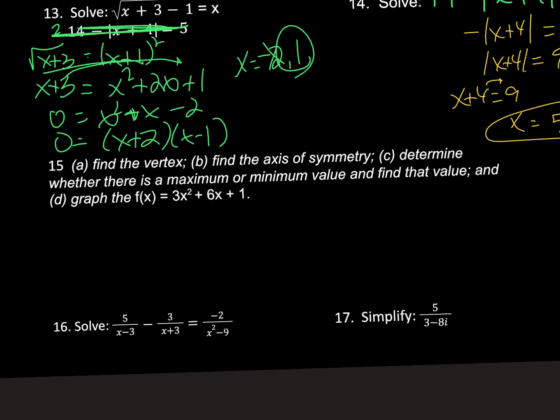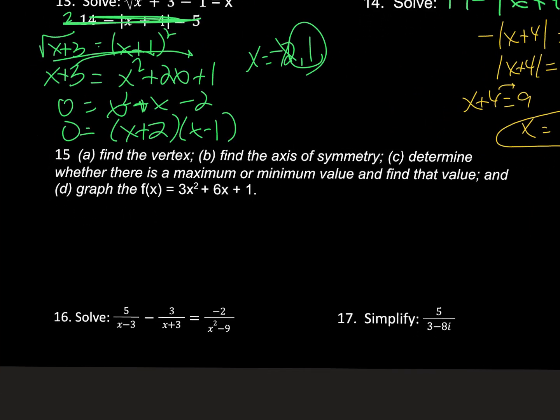15. Find the vertex, all the stuff. So what I'm going to do here is I'm going -b over 2a for sure. So I'm doing -6 over 2 times 3. Work that out, I get -1. So my vertex is going to be -1 something. And remember how to get your y.